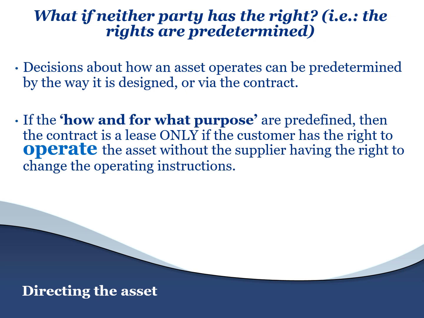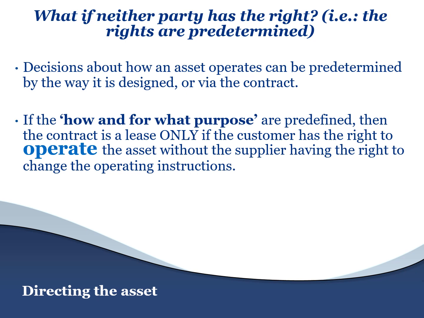Now that can happen, for example, where we've set up a contract and we've predefined from day one exactly how it will operate, where it will operate, the times it will operate, the type of output. Everything has been predefined in the contract. How then do we determine whether we have a lease? Well, the standard says the following. It says, if the how and for what purpose is predefined, then the contract is only a lease if the customer has the right to operate the asset without the supplier having the right to change the operating instructions.